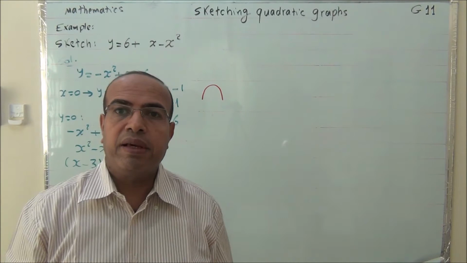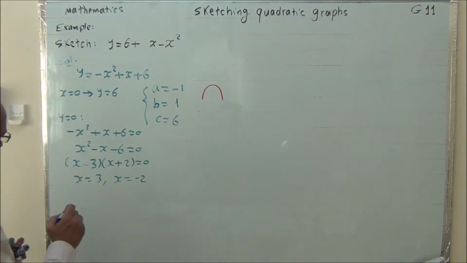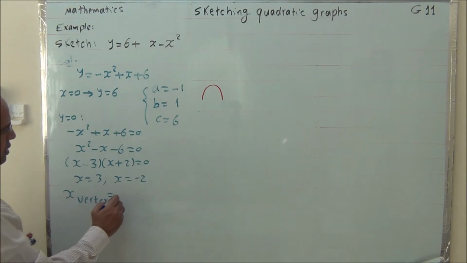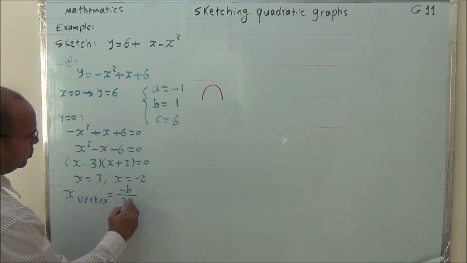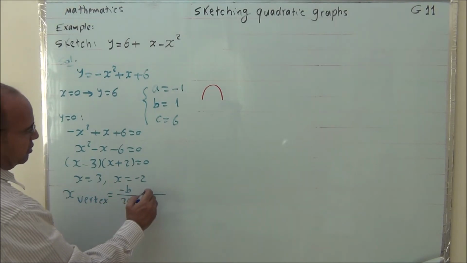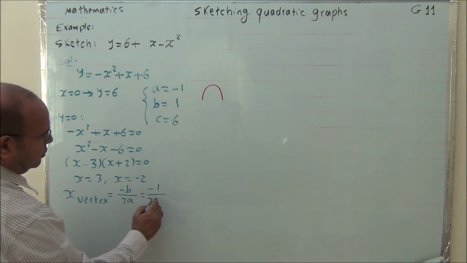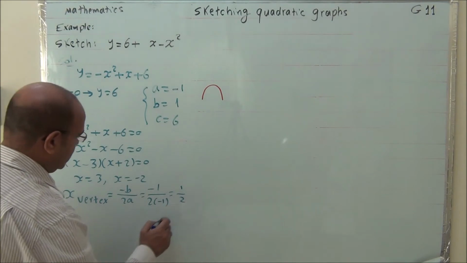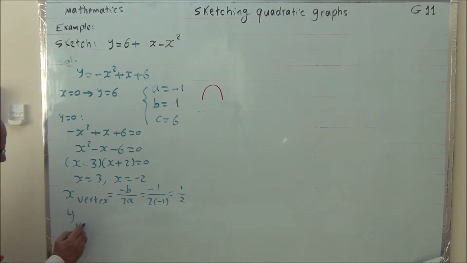Then we find x at the vertex. So x at the vertex equals -b over 2a. -b is -(-1) over 2a, which is 2 times -1, so the negative cancels with the negative, and it's half. We find y at the vertex. So replace x by half.